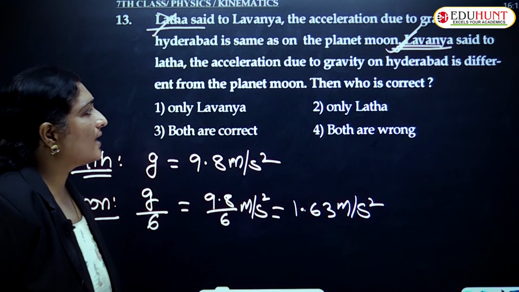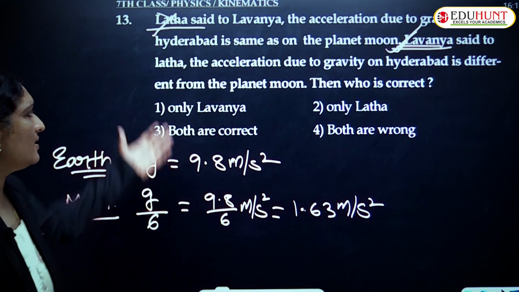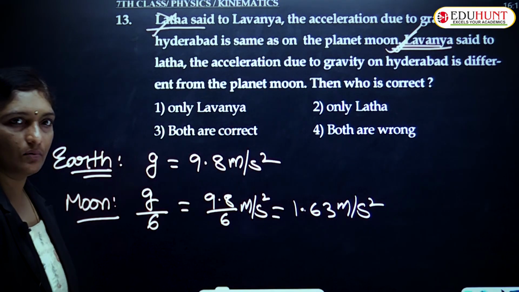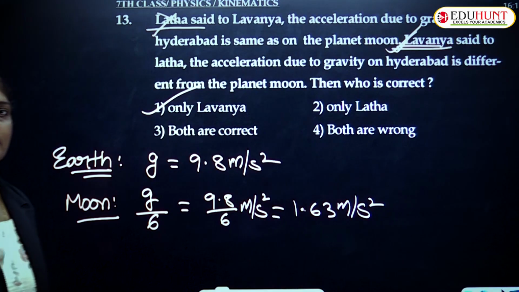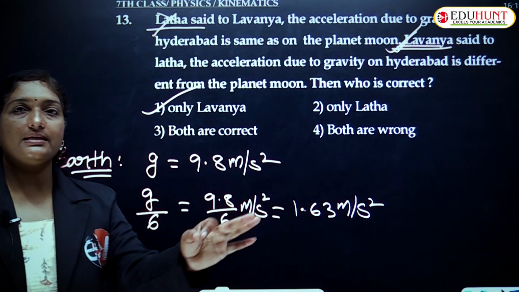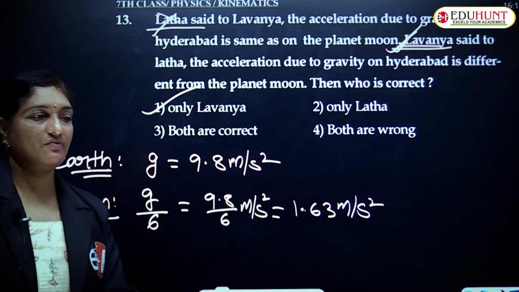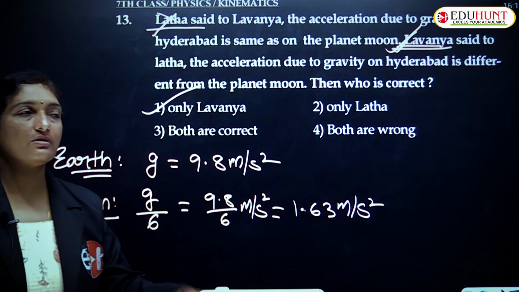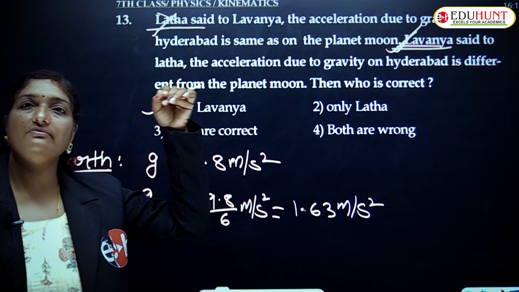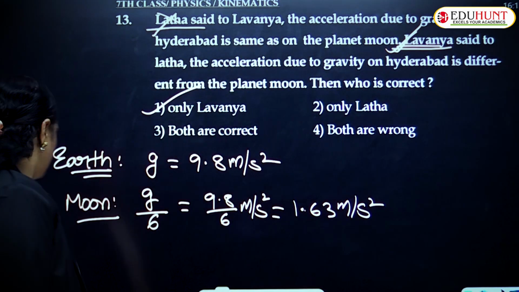Then who is correct? Only Lavanya is correct, or both are correct, or both are wrong? Only Lavanya is true. So the first option: only Lavanya's statement is true, that on the surface of the earth, that is at Hyderabad, you have different acceleration due to gravity, whereas at the moon, you have different acceleration due to gravity. Next.